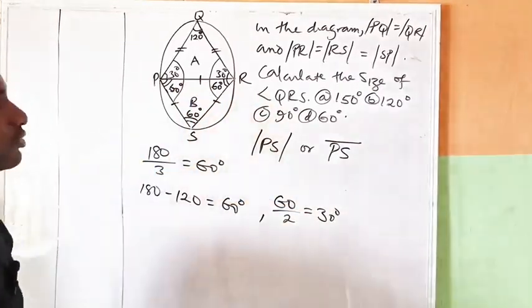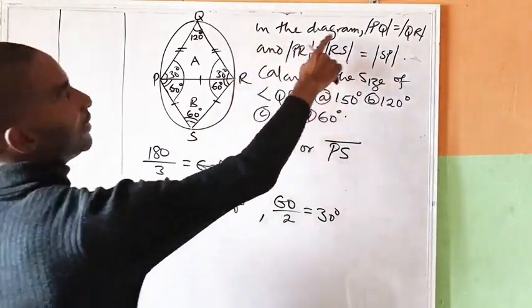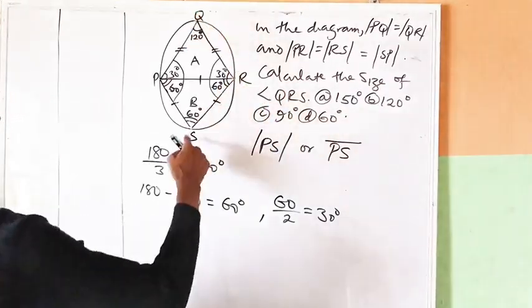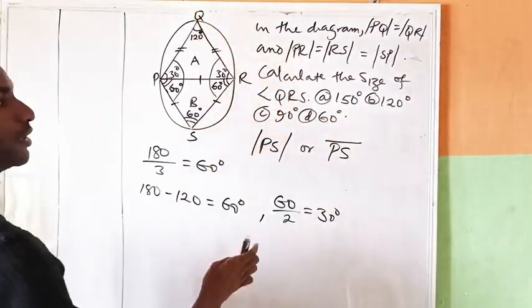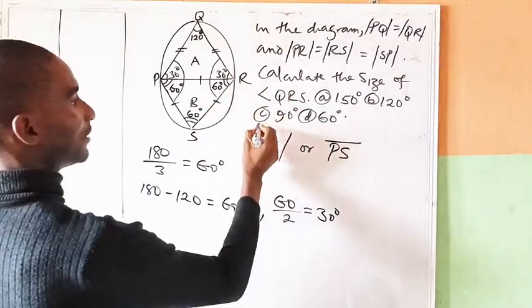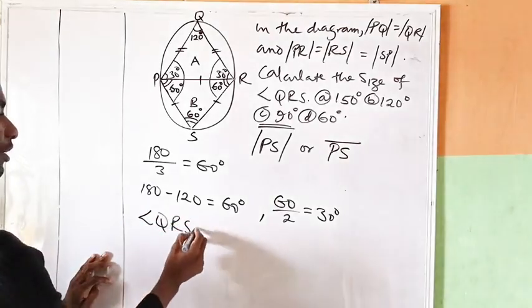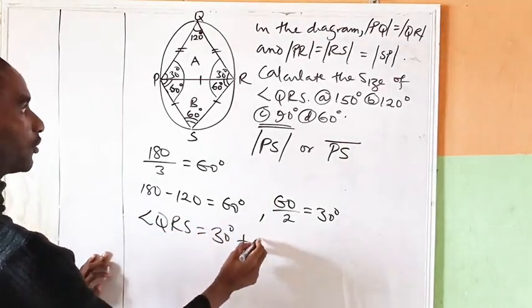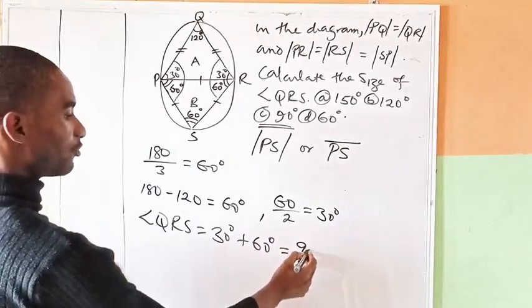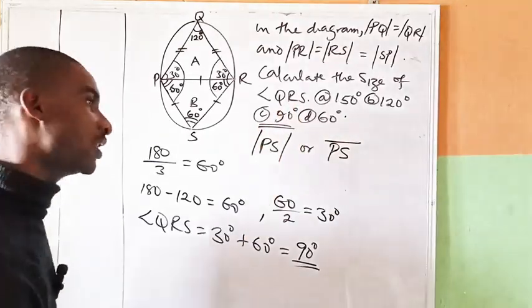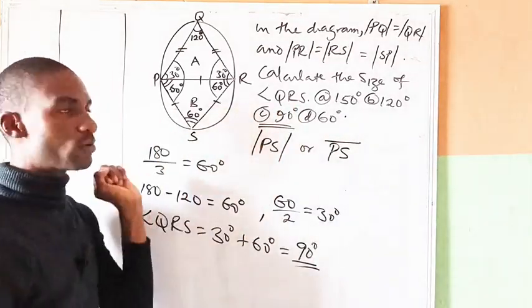So now let's go back to the question. The question says, in the diagram, calculate the size of angle QRS. QRS will be 30 plus 60. Therefore, it's going to be 90 degrees. So the angle QRS is going to be 30 degrees plus 60 degrees. That's going to be 90 degrees. Do we have that in the options? Yes, that is option C. And that is how to tackle the question.